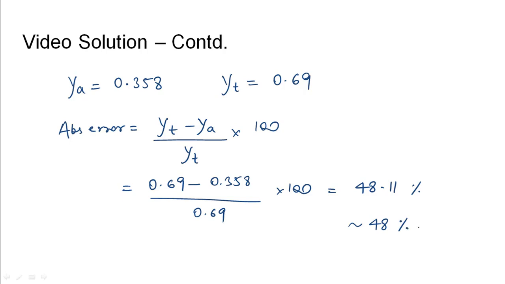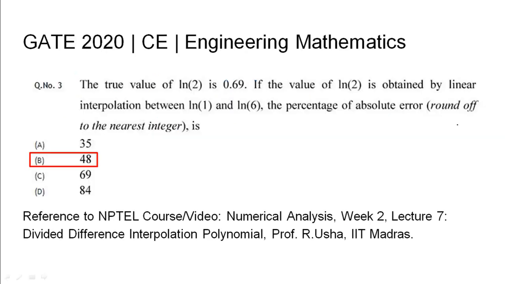This is the absolute error obtained in the function ln x when we chose the points (1, 0) and (6, 1.79) in order to obtain the approximated value for ln 2. So the true value of ln 2 was given, and using the points x equals 1 and x equals 6, the approximated value was found and the absolute error was obtained as around 48.